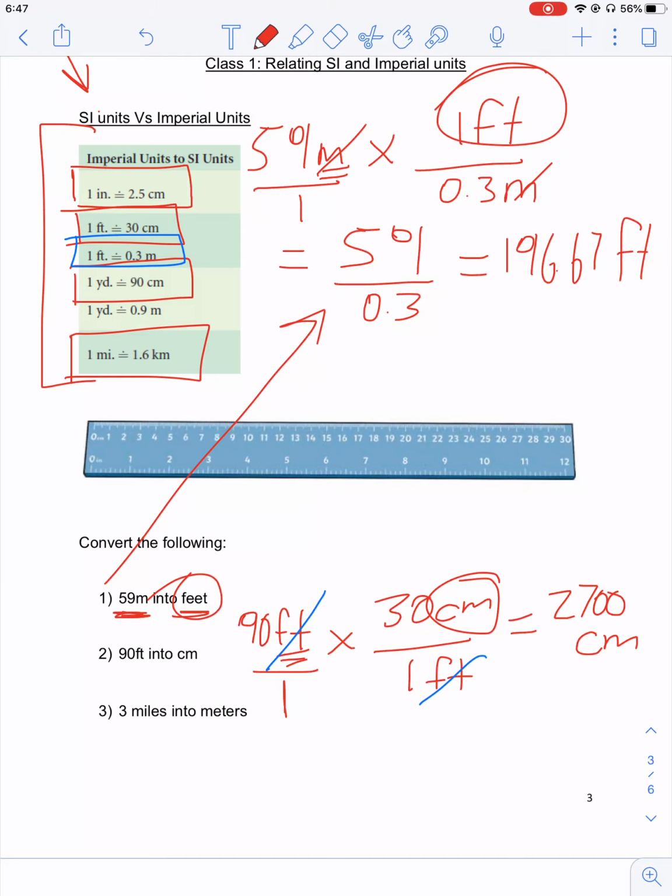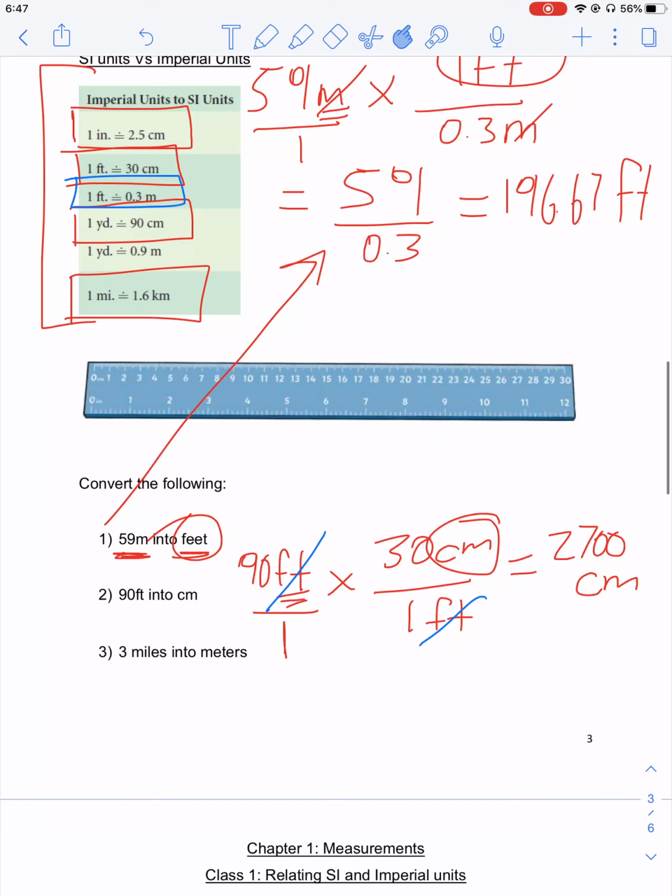And finally, we have to convert miles into meters. So I'm going to start with 3 miles. Again, the abbreviation for miles is MI, right? Now, see here, you don't really have a ratio between miles and meters, okay?